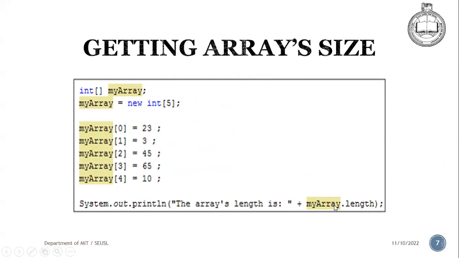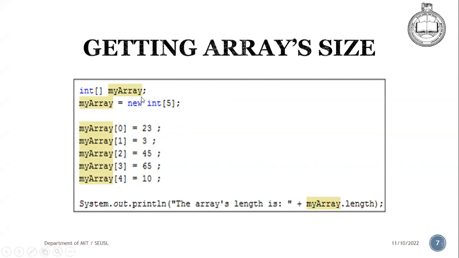What you can do is, you can get the name of the array. So in our case, the name of the array is my array dot length. This is important. In a printing statement, you can say the length of my array or the array's length is, and what you can pass is my array dot length.